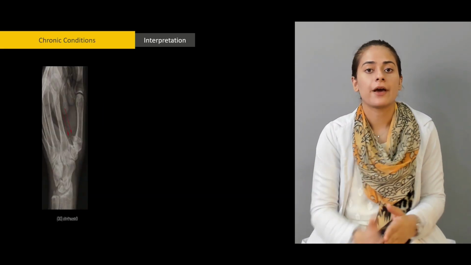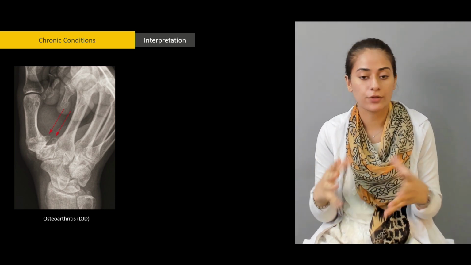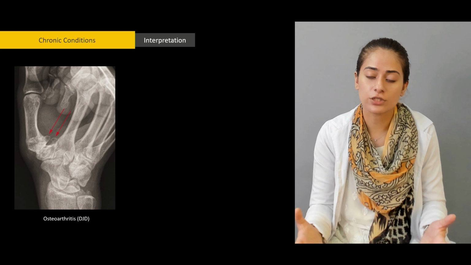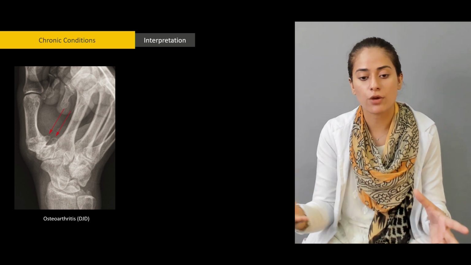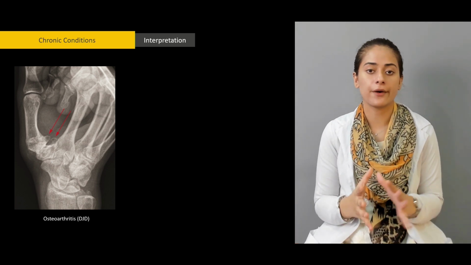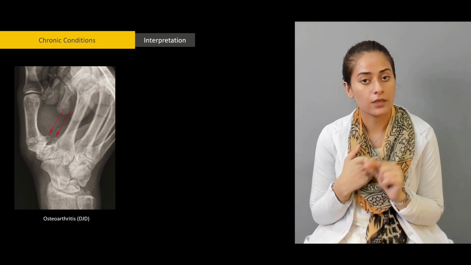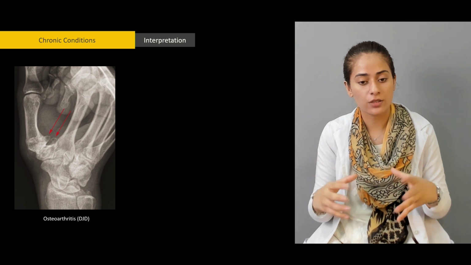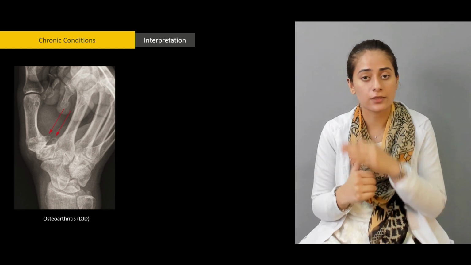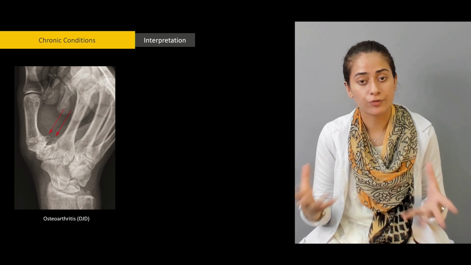So now we're going to talk about two conditions, osteoarthritis and RA, and how they're different from one another. First, we're going to talk about osteoarthritis, the degenerative joint disease. Like we discussed just now, in osteoarthritis we have increased osteophyte formation, or increased activity of bone forming cells close to the surfaces, also known as sclerosis.